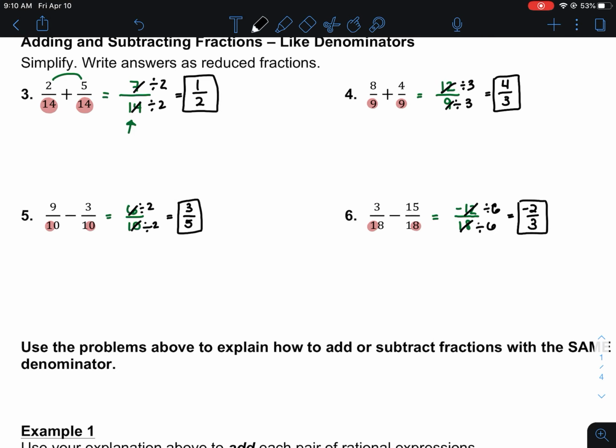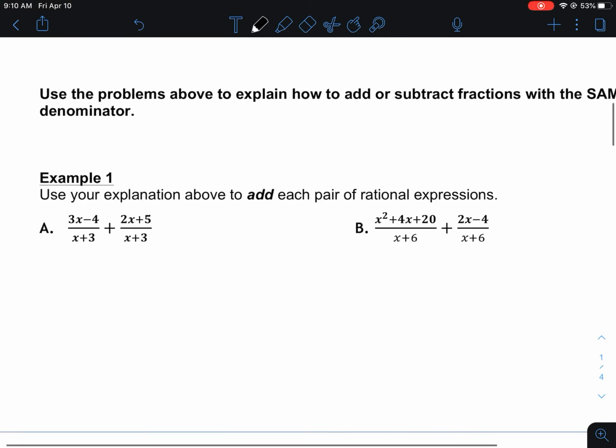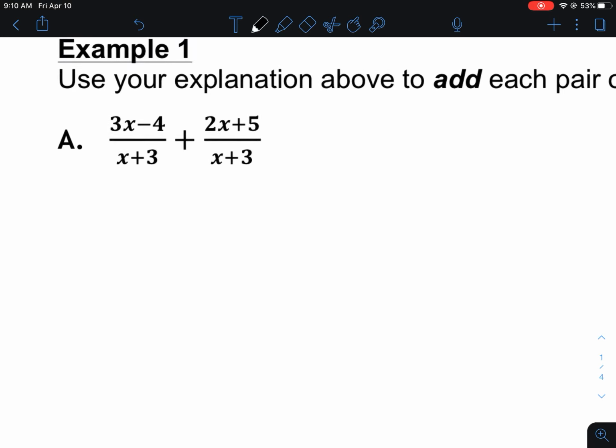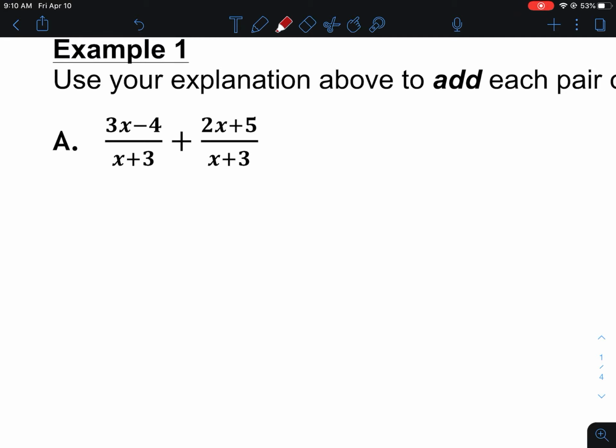Okay, so not bad, just adding or subtracting whatever's on the top, leaving the bottom as is. Exact same thing, even if you have binomials or trinomials on the top. As long as your denominators are the same, you can just add the top or subtract the top.